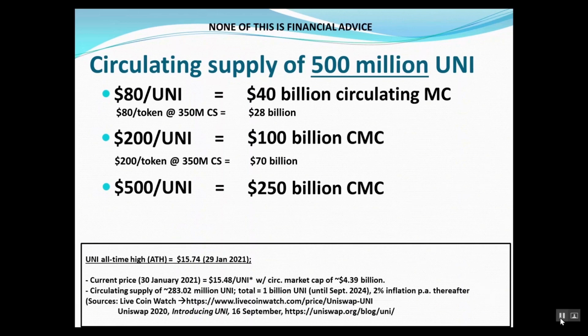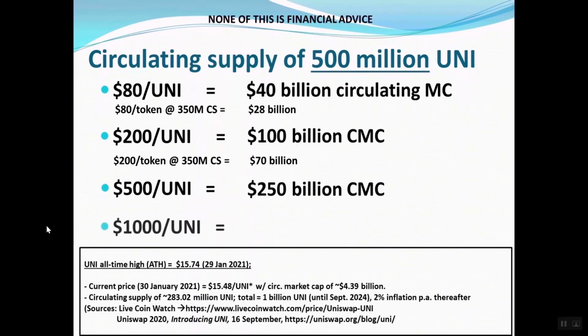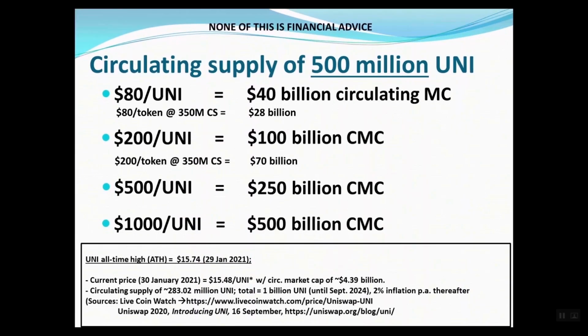Again, that's a different topic for discussion, but another possibility when people make their own price targets in terms of UNI token. But let me know what you think in regards to that. The last target on the list is $1,000 per UNI, a $500 billion circulating market cap.